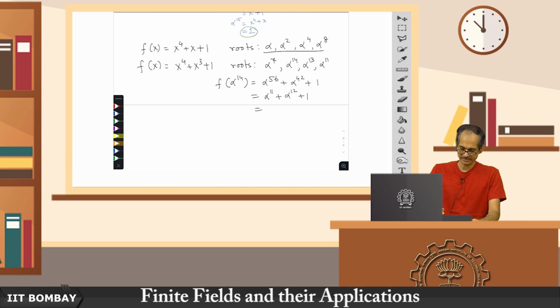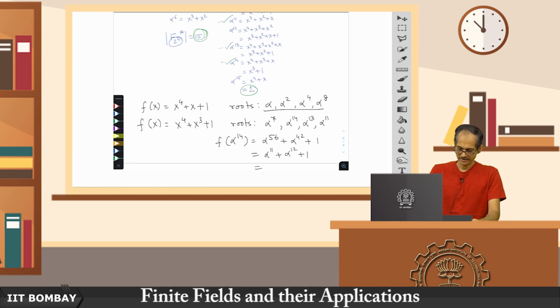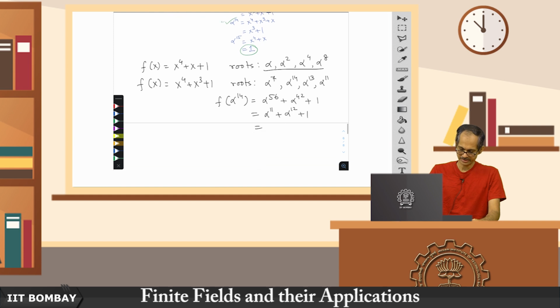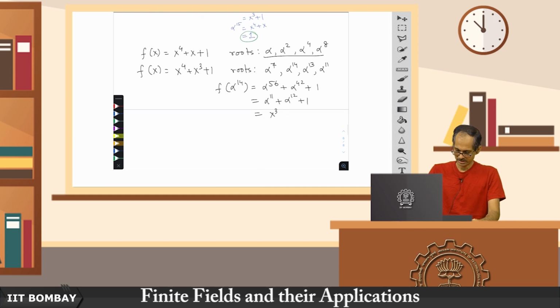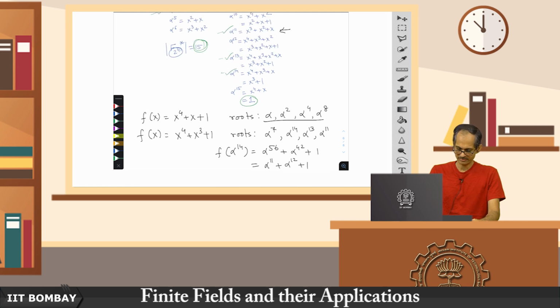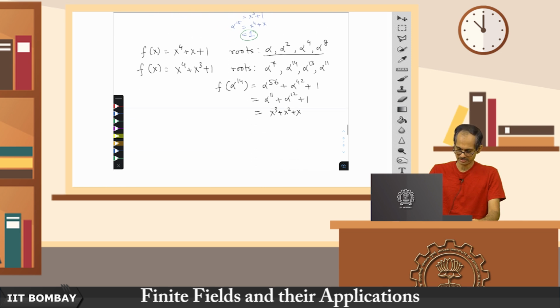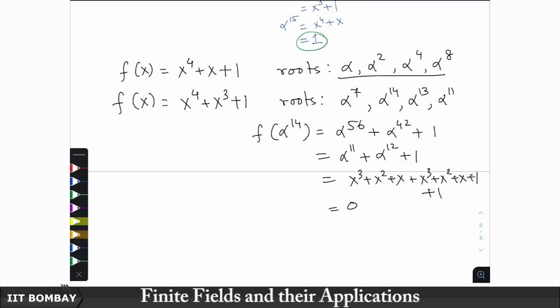Now, what is alpha^11 and what is alpha^12? Alpha^11 is x^3 + x^2 + x, and alpha^12 is x^3 + x^2 + x + 1, and then plus 1. So, you see that every term is there 2 times. They all cancel each other and we get 0. This way you can verify that these are indeed the roots of this polynomial.